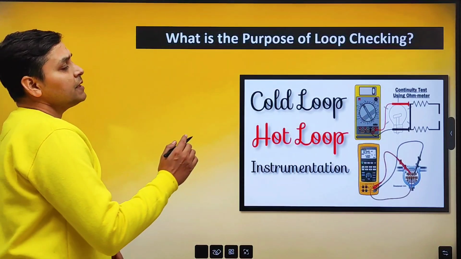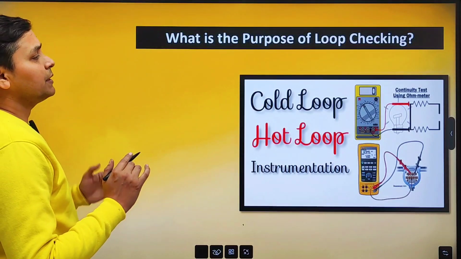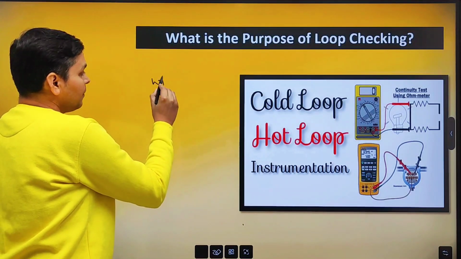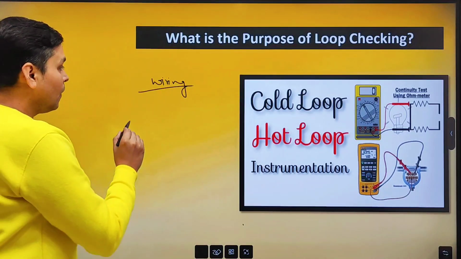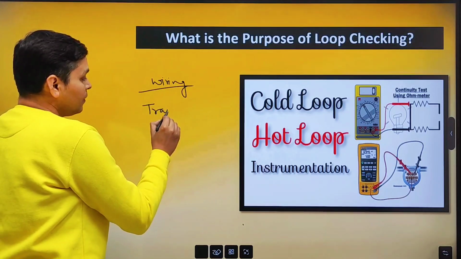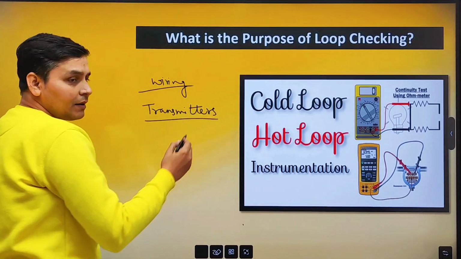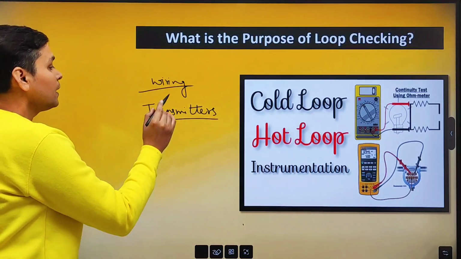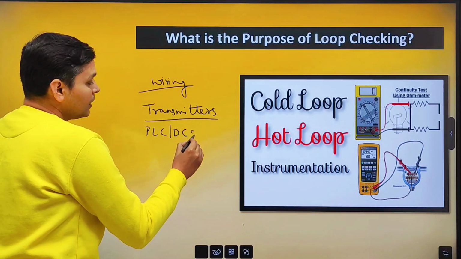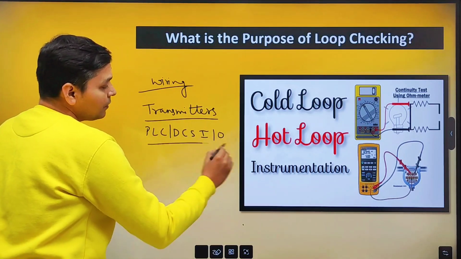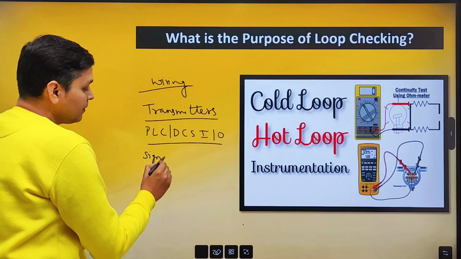Look friends, loop checking is an important topic in instrumentation. The purpose of loop checking is to verify that wiring is connected properly or not, all transmitters are connected properly or not, and they are working properly or not. PLC DCS input outputs are connected properly or not. Signal range verification.